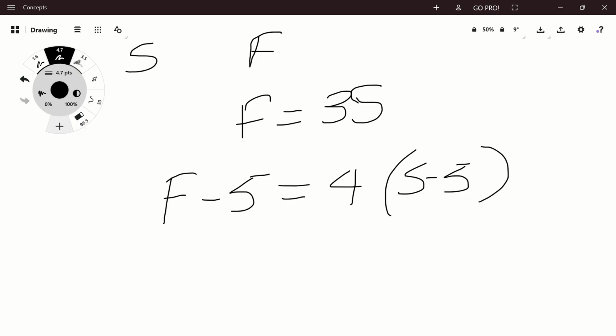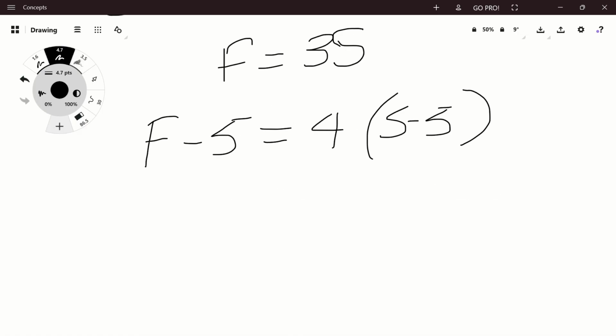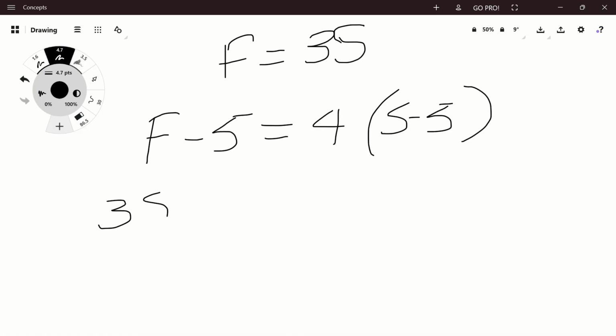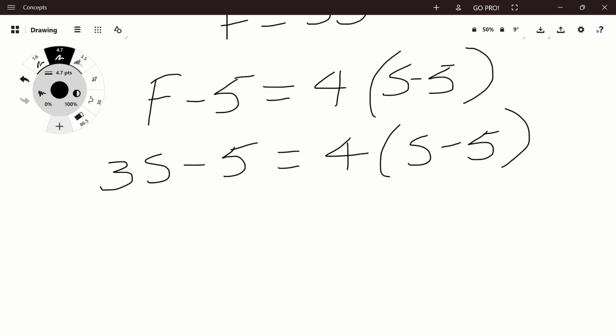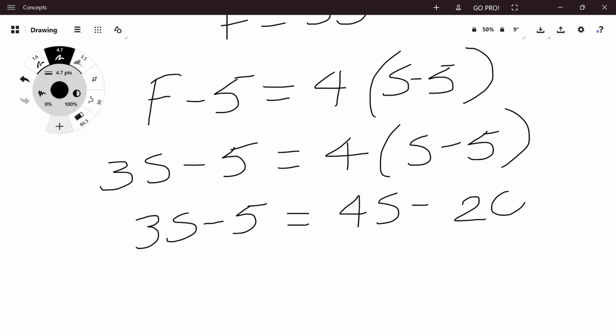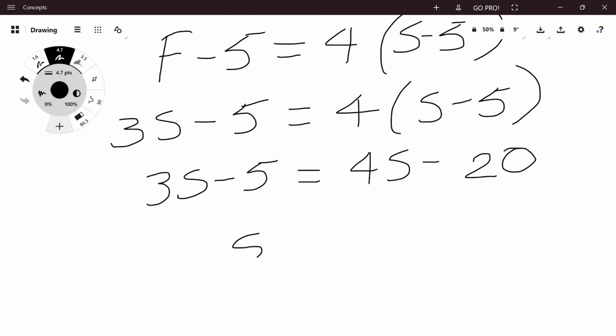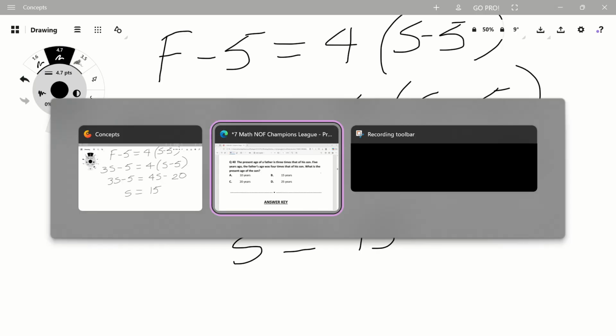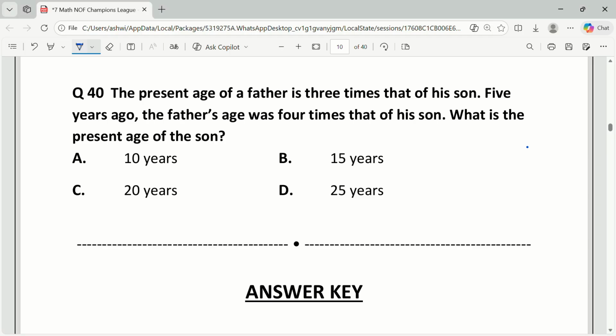Solve the system of equations by substituting the first equation into the second. We get 3S minus 5 is equal to 4S minus 20. Calculating the value of S, we get 15. Hence, the present age of the son is 15 years. Comparing with the answers, the answer is B.